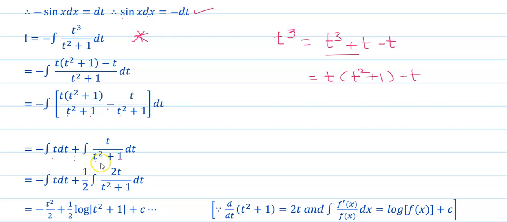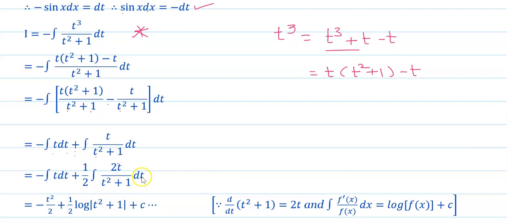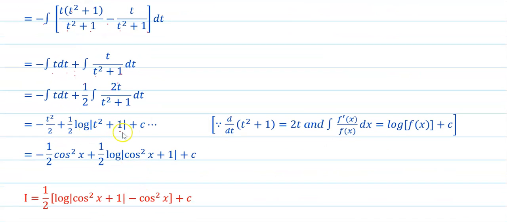Adjust it. What is the derivative of t square plus 1? It is 2t. Therefore, we have adjusted here 1 upon 2 and 2. Therefore, the integral of 2t upon t square plus 1 is nothing but log of mod of t square plus 1 plus c. And again, the integral of t is t square upon 2. That is minus t square upon 2. The value of t is cos x, so it is cos square x. Minus 1 upon 2 cos square x plus 1 upon 2 log of mod of t square plus 1, where t is cos x, so cos square x plus 1, plus c. Hence, you get the answer.